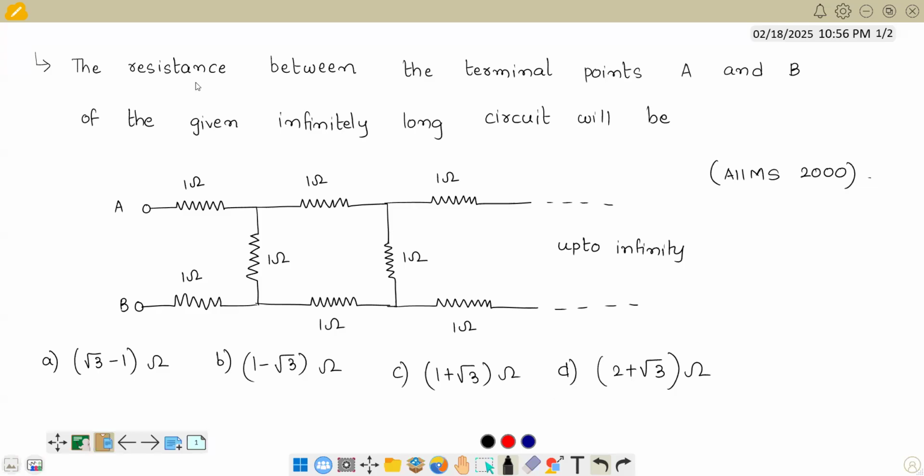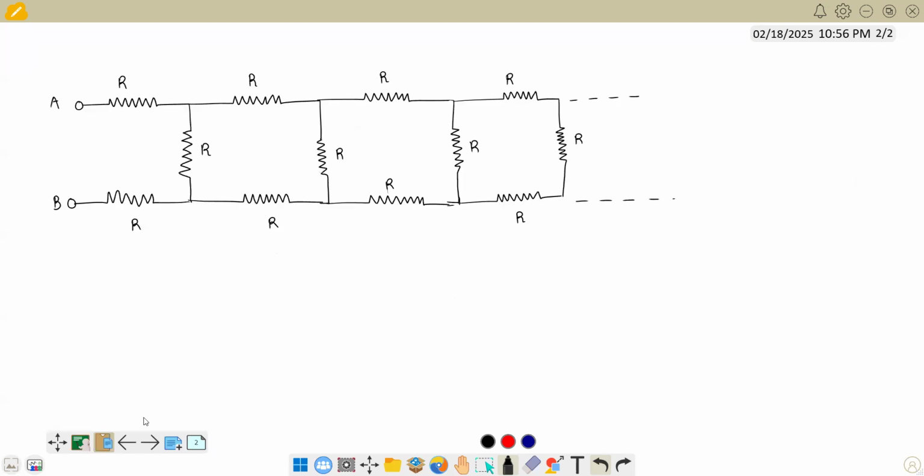Hello student, the question says the resistance between the terminal points A and B of the given infinitely long circuit will be. So there is an infinitely long circuit given. We have to find the resistance between the terminals across A and B. So let us see how we are supposed to solve it.